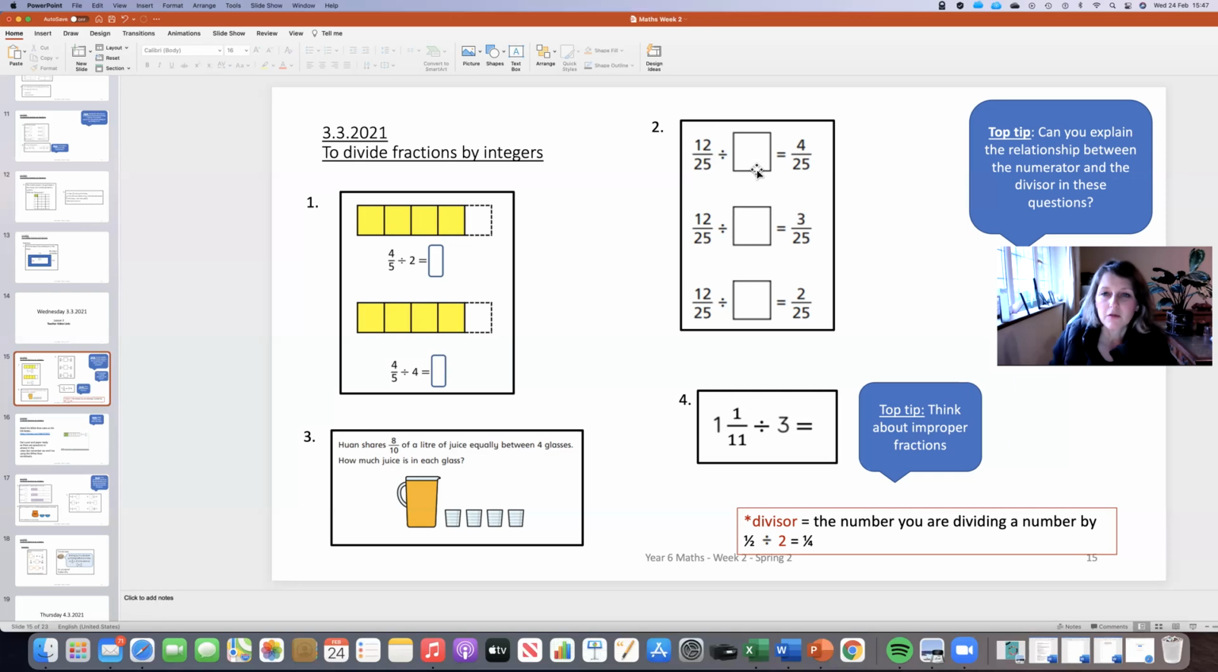12/25 divided by 3. If I had 12/25, I'm sharing them between 3 people. How many 25ths would they have each? Okay, hopefully you've got to see that. Let's have a look here.